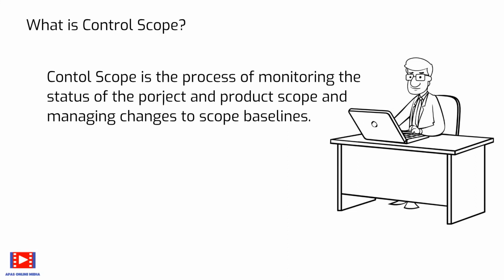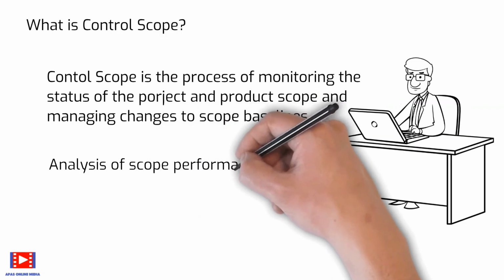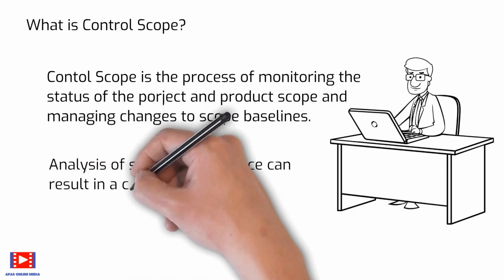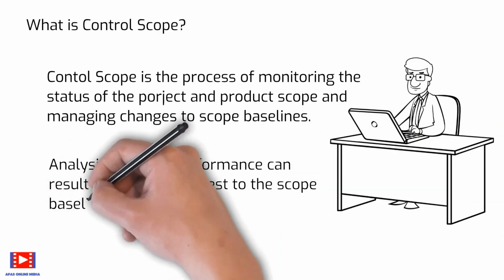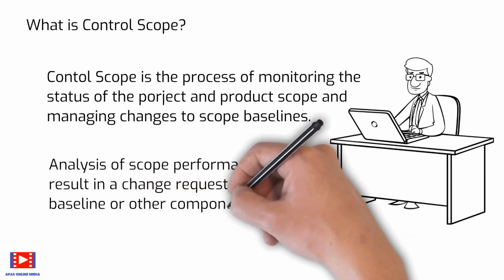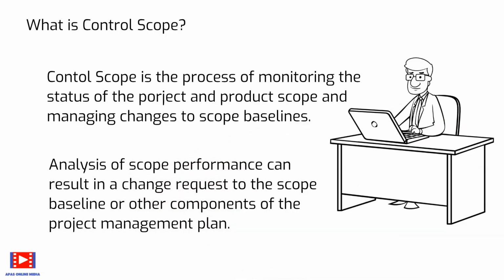Project performance measurements are used to assess the magnitude of variation from the original scope baseline. The analysis of scope performance can result in a change request to the scope baseline or other components of the project management plan.